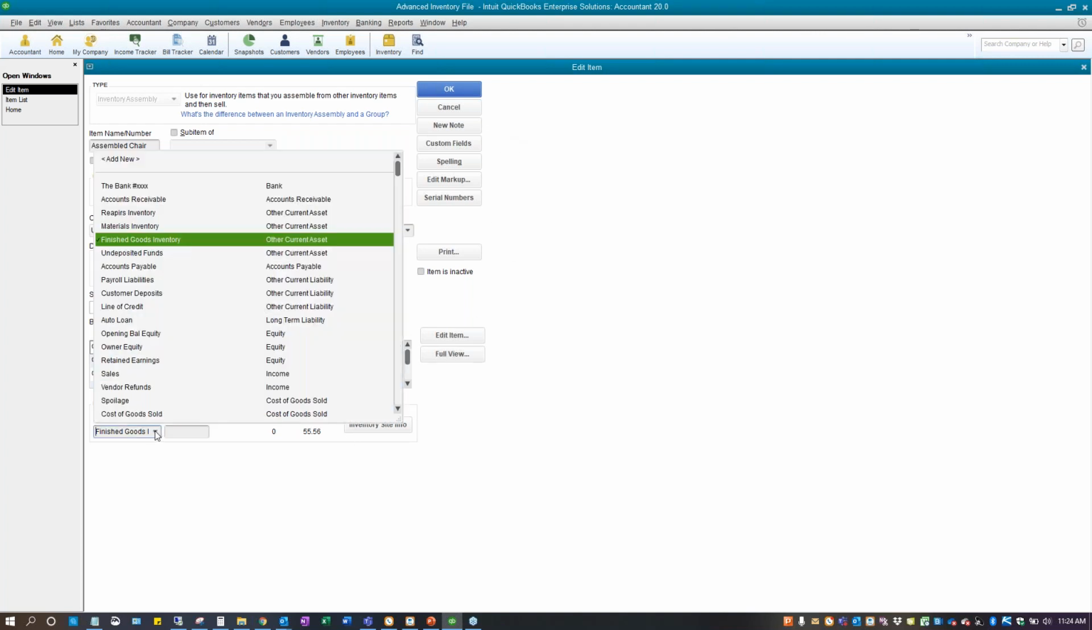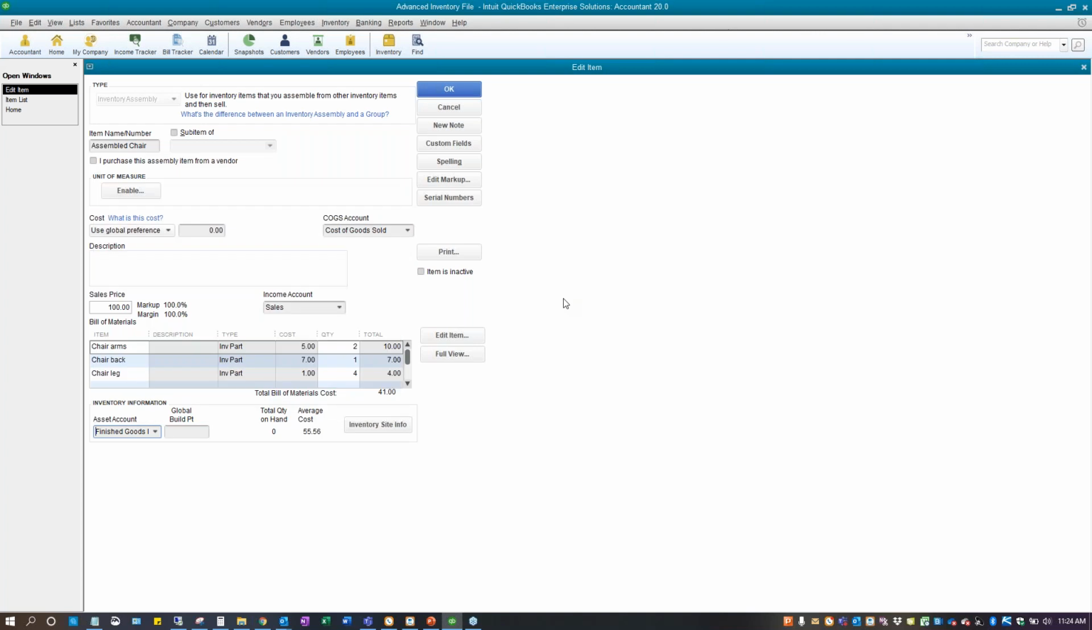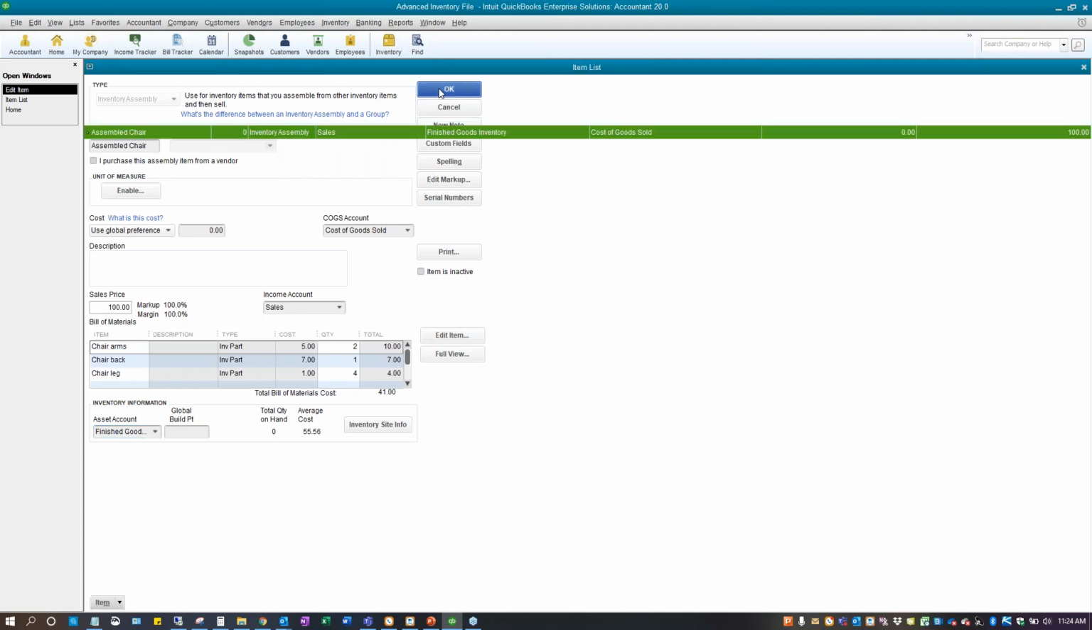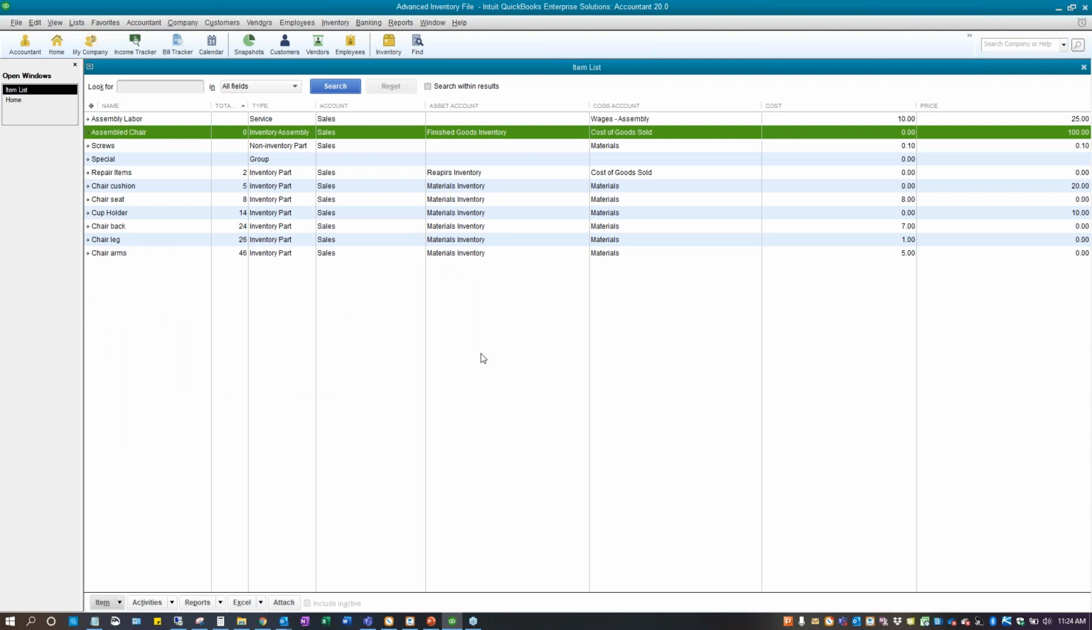And notice too that I have my assembled chair going to a different inventory site than my materials, or I should say account. That way I can actually value the two pieces separately. So those are some big pieces you want to be careful of and make sure your assemblies are set up correctly. Can't tell you how many times we get item lists in that have assemblies on them and have no bill of materials, and yet people are selling them. Can't tell you what that does to your financials and some of the other pieces on that.